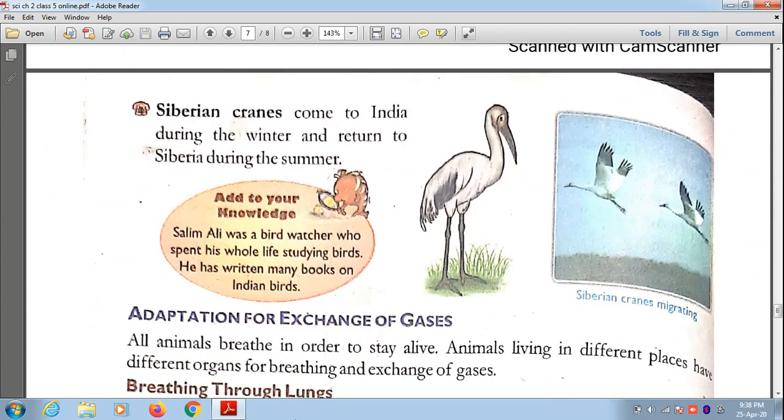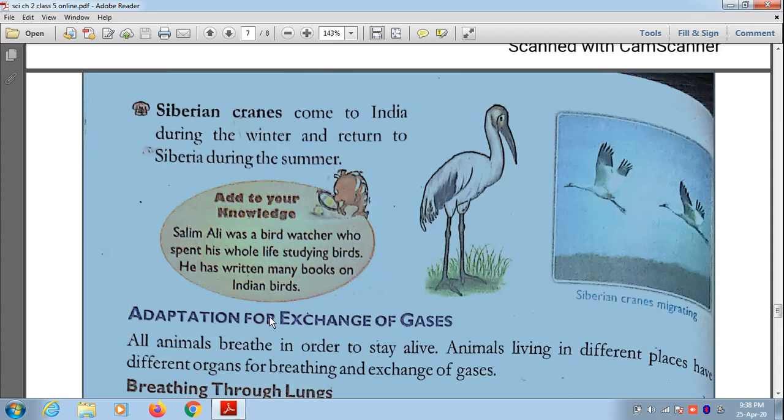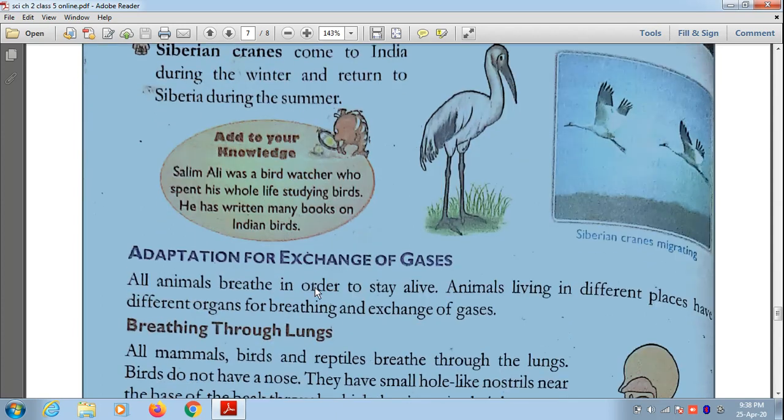Okay, now another adaptation is shown by the Siberian crane, which comes to India during the winter season and returns back during the summer season. Now, Salim Ali was a bird watcher, one who spent his whole life studying the birds. He has written many books on Indian birds. You can also Google and search for him.